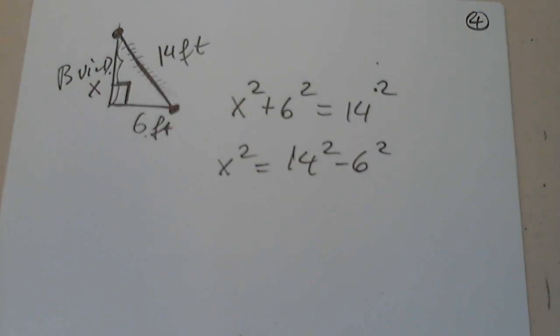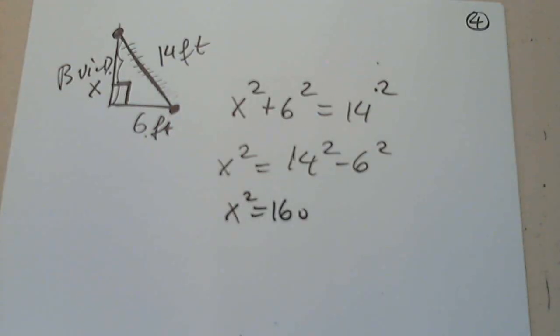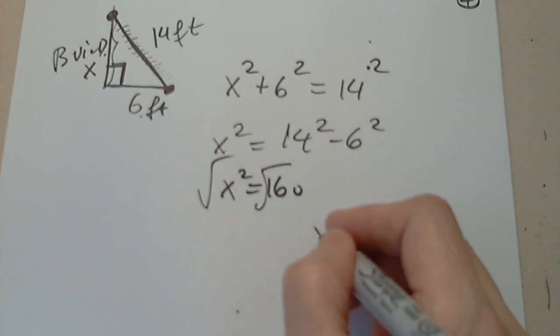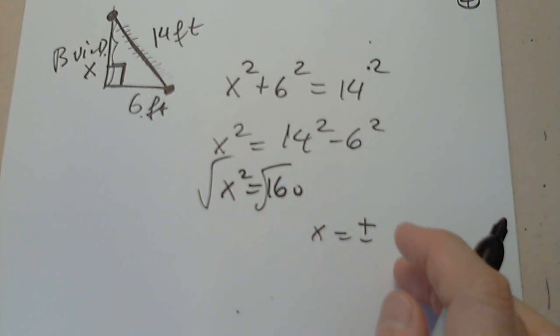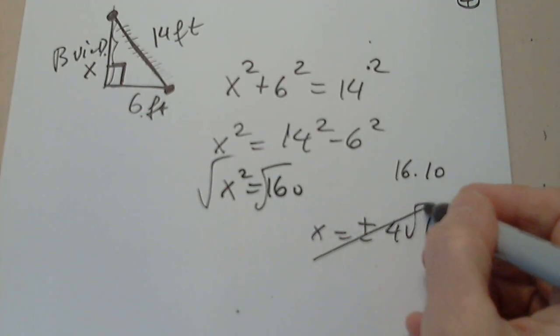And you have the graphing calculator, you are allowed to use it. And here it is. All you have to do is plug in 14 squared minus 6 squared, which is, we know, 36. So the answer is 160. So x squared equals 160. Well, 160 is not a perfect square. And you can say take the square root from both sides and write plus or minus. Okay. So this is 16 times 10. So it's 4 times the square root of 10, but I will cross it out.